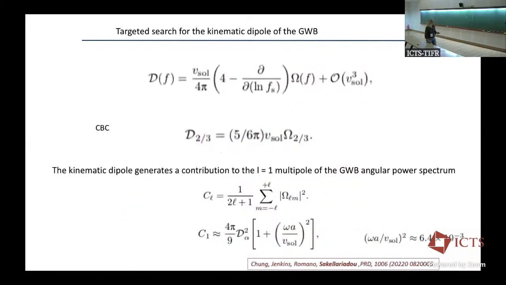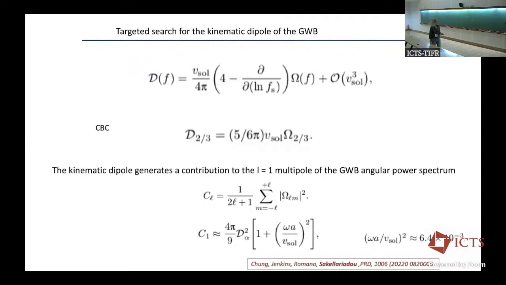So here is the kinematic dipole, which is related to the omega GW. For instance, for the case of CBCs, that's what you get. The kinematic dipole is going to generate a contribution to the L1 multipole, which is your background, which is given here. So that is finally the result which you get. This is the orbital period.